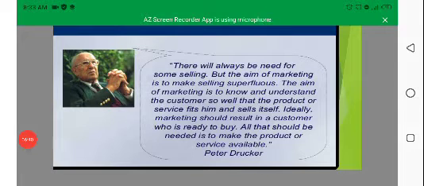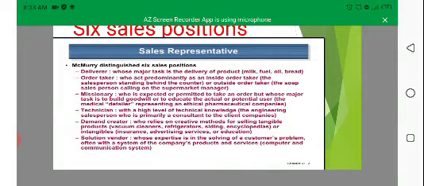So in here, Peter defines that selling is just the tip of the iceberg, and we need to be super focused on the selling and marketing, that we will provide the customer, and we need to understand the customer, and the product will sell by itself. So this is the definition for the sales force. There are six types of sales force available in the sales force structure for the companies.